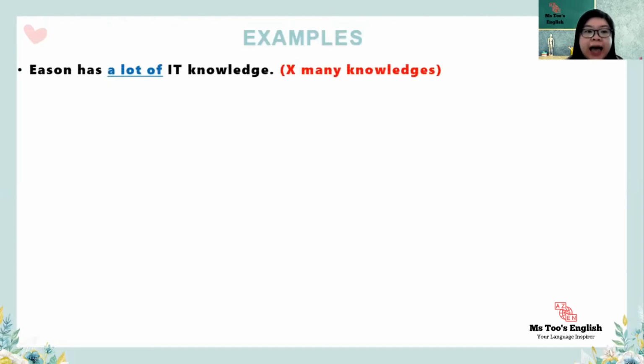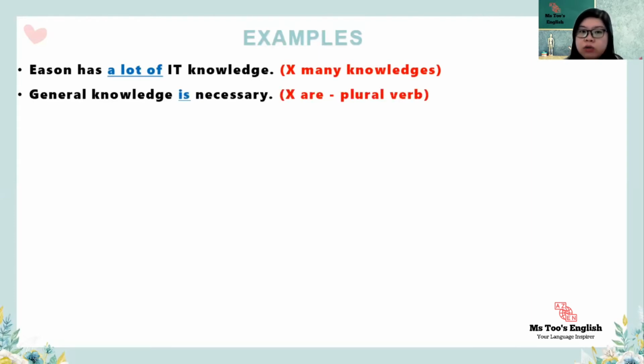Ethan has a lot of IT knowledge, because knowledge is uncountable. You cannot use many. You will only use many for countable nouns. Here, you use a lot of. General knowledge, knowledge is uncountable. So instead of using are, you should use is. This is the singular verb. You should not use are, which is a plural verb. General knowledge is necessary.